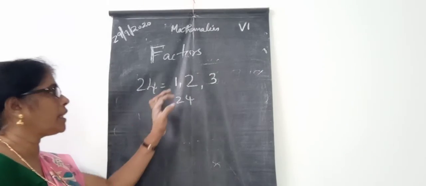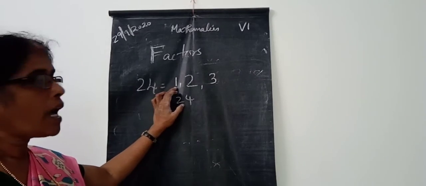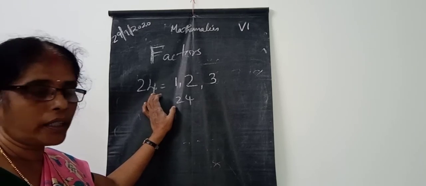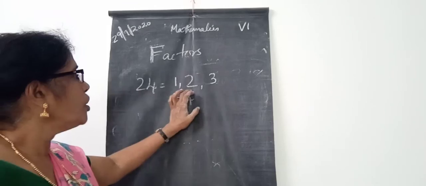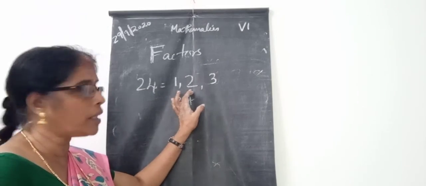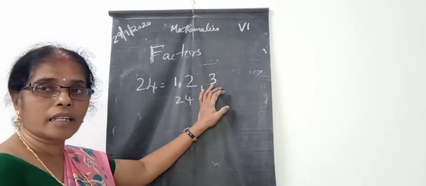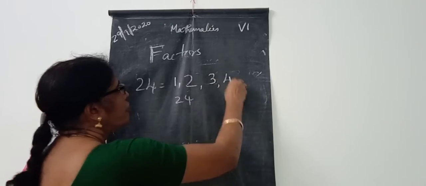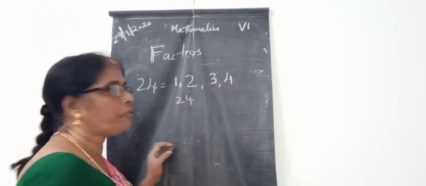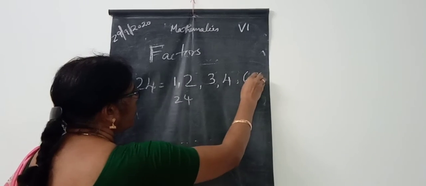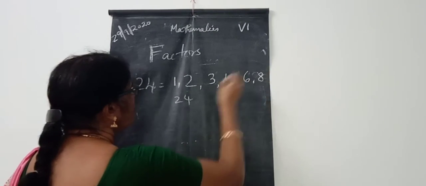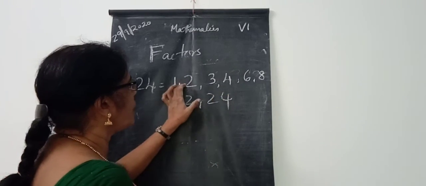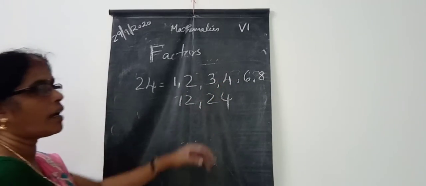And 4, first we can take 1. 1 24s are 24. And 2 is going because this 24 is an even number. 2s are going in even numbers, isn't it? So 12 2s are 24, and 3 8s are 24, so 3 is going. And 4 is also going, 6 4s are 24. So which are the factors? 1, 2, 3, 4, 6, 8, 12 and 24.